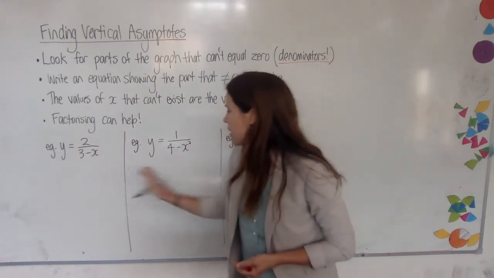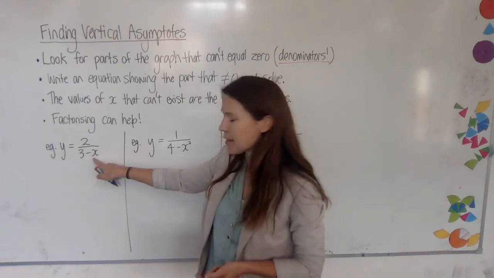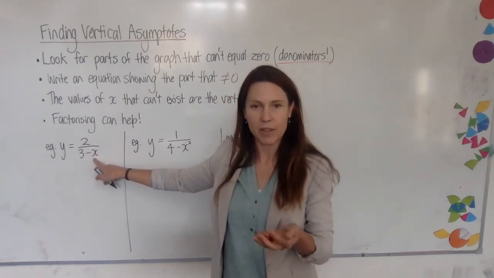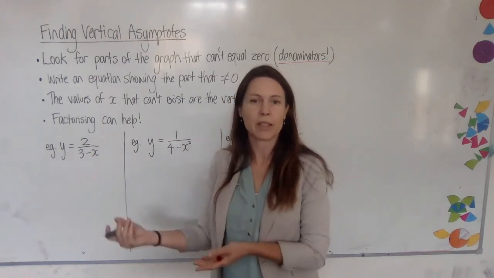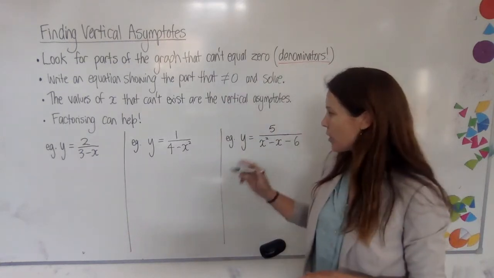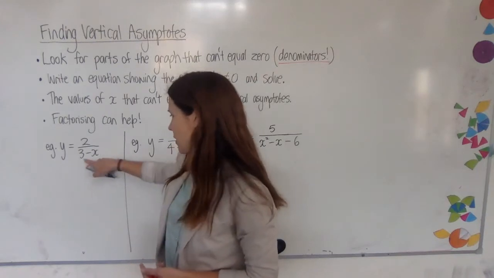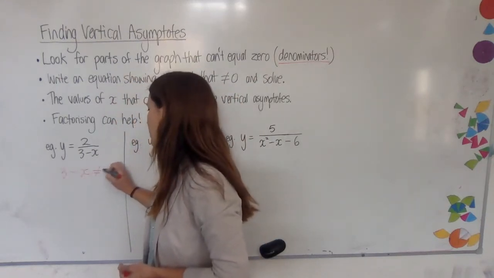Now, we've got 3 examples here. You might be tempted to just say, oh, look at that, the x can't be 3 because then 3 take away 3 would be 0 and we can't have it. But don't forget that we're trying to prove this not only to ourselves but to examiners. We're showing our thinking. So one method that works well all the time: spot the bit that can't equal 0 and write down what it is. It's this part. So I would literally write 3 minus x can't equal 0.